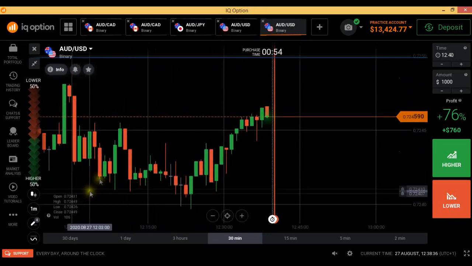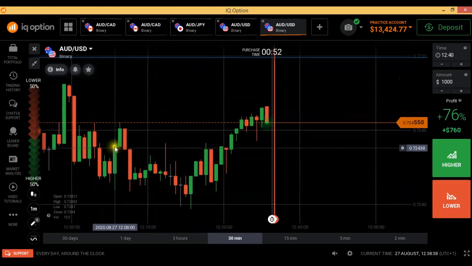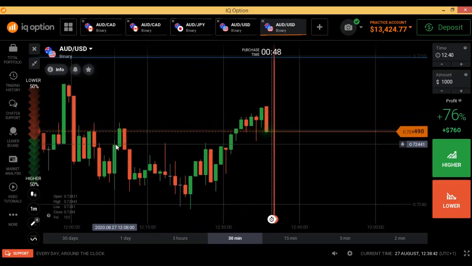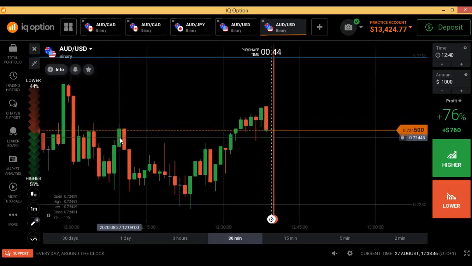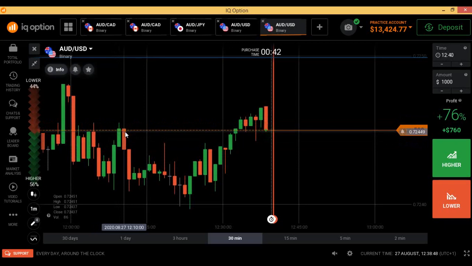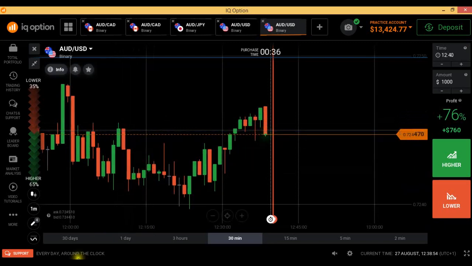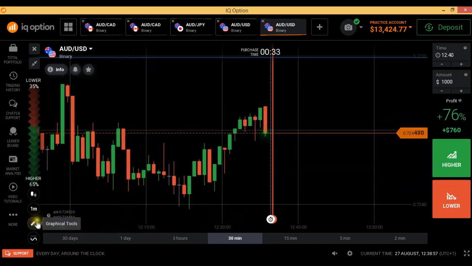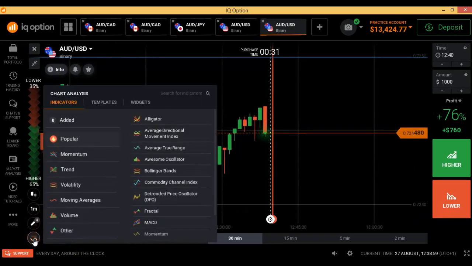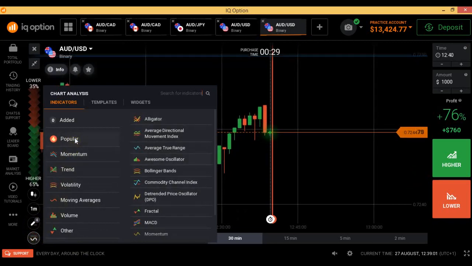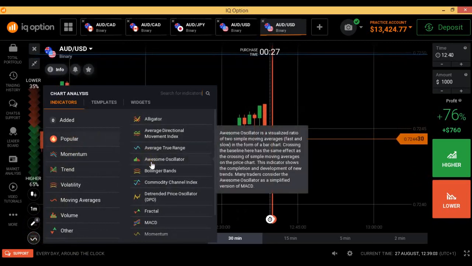To do that, I'm going to be using IQ Option. If you guys are using other brokers, please comment below and I'll help you with that. Hopefully you will be able to follow what I'm saying from this video, because every program should have an indicator option. Let's go. So for IQ Option, I'm going to click on indicators. I'm going to go to the popular because it's popular. And there we go, Awesome Oscillator.